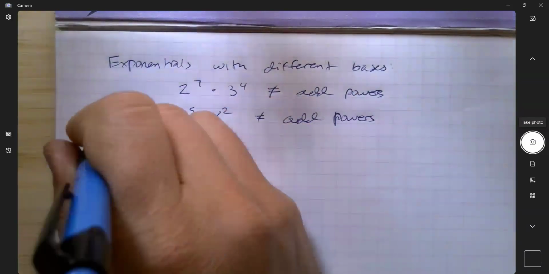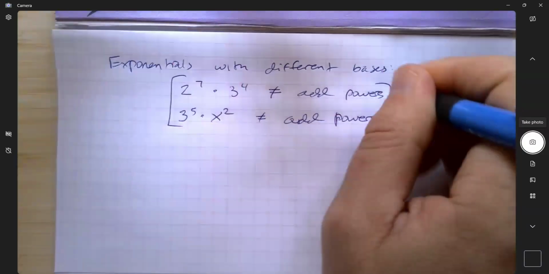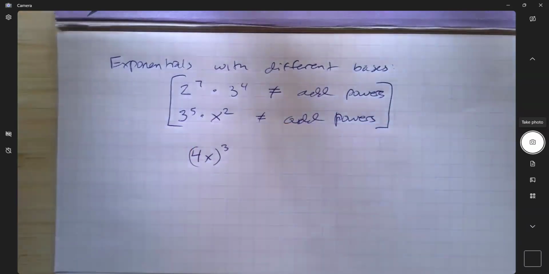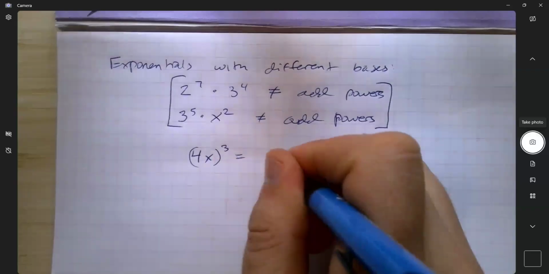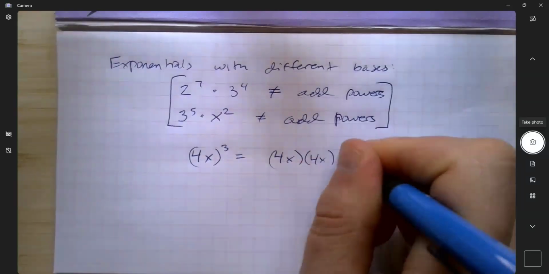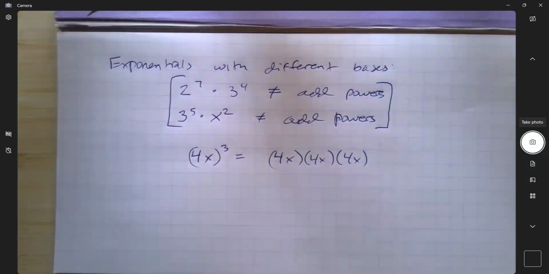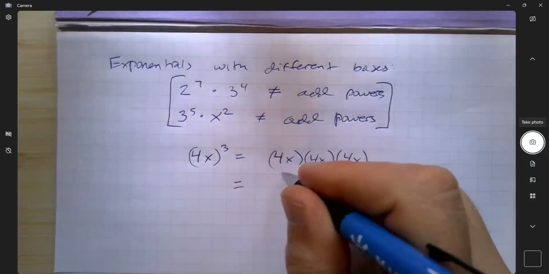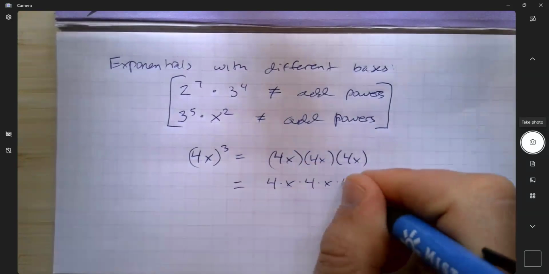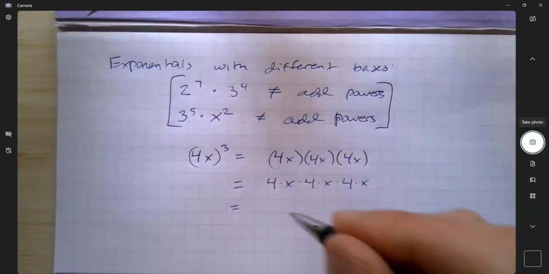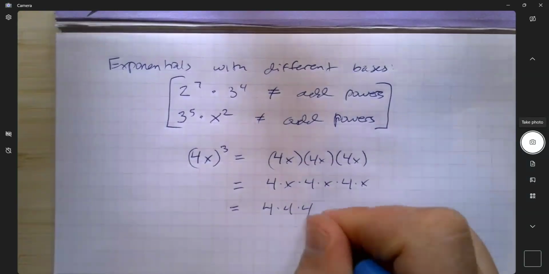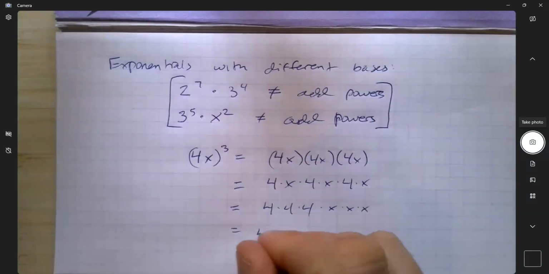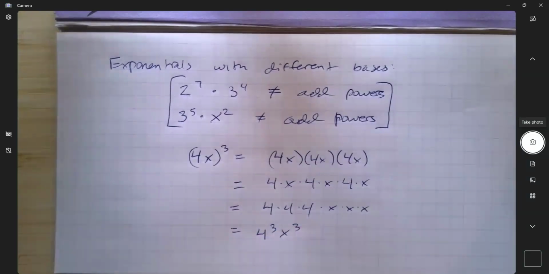But what I can do is if I have something like 4x cubed, we're going to use our rules of multiplication again. That's 4x times 4x times 4x. And when you multiply, it doesn't matter what multiplication you do first. So I could just write this as a long chain of multiplications, and then I could move them around and put the 4's in the front and the x's after, and that becomes 4 cubed x cubed.